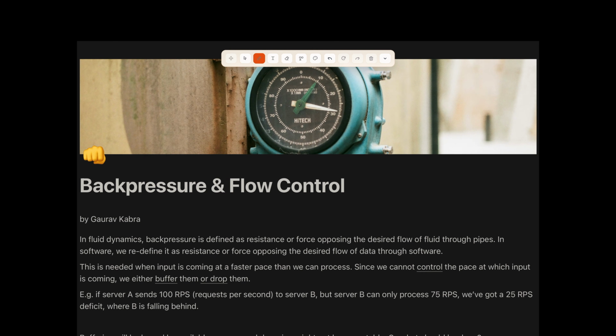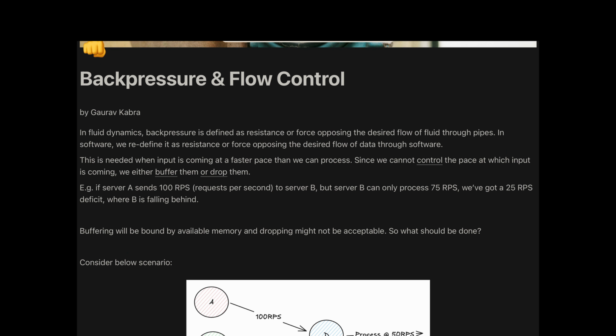Hello everyone. In this video, we will be discussing back pressure in distributed systems. So let's get started. In fluid dynamics, back pressure is defined as the resistance or force opposing the desired flow of fluid through pipes. So in fluid dynamics, back pressure is basically the resistance which opposes the desired flow of fluid.